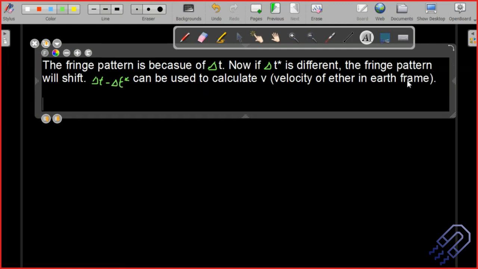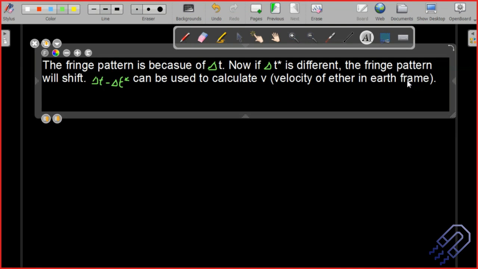That was something which should have happened. Okay, there will be a velocity. The idea is simple here: if the speed was different in the Earth's frame, this V should give me a result and I should actually get an answer. But it was observed that this delta T minus delta T star actually gave no fringe shift. There was no shift in the fringe pattern.